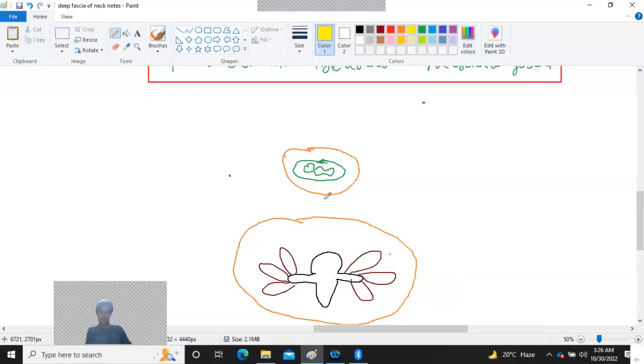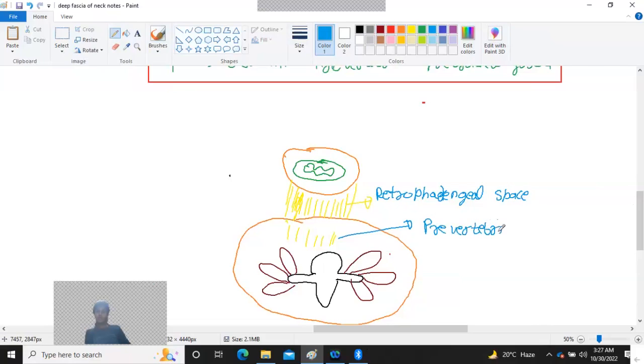Then there are two spaces formed here. One space is this, and there is another space formed here. The first space is present behind the buccopharyngeal fascia, so it is called the retropharyngeal space. And there is another space present in front of the vertebra, so this is called the prevertebral space. So these are the two spaces present. So first again we draw a section.